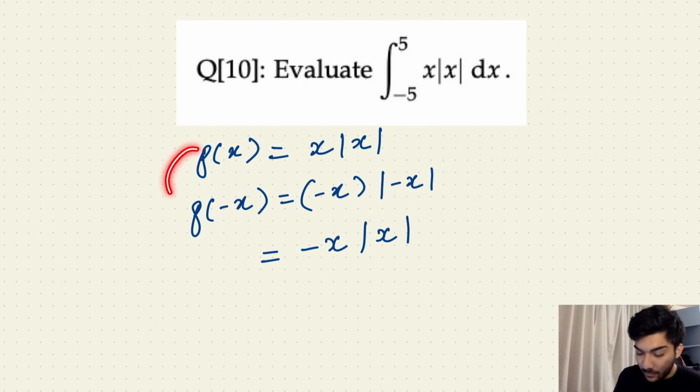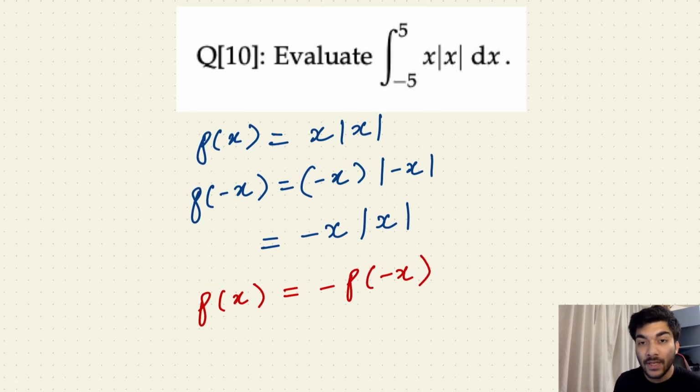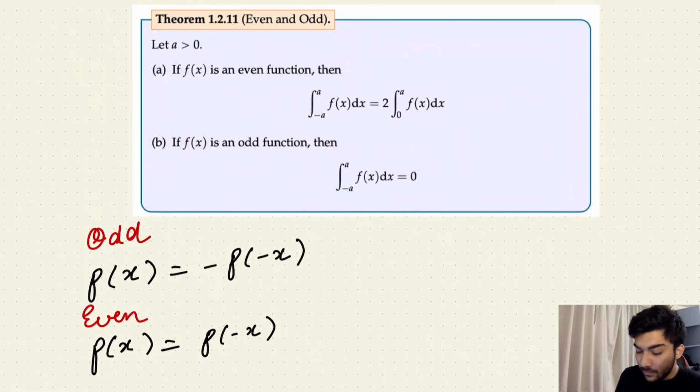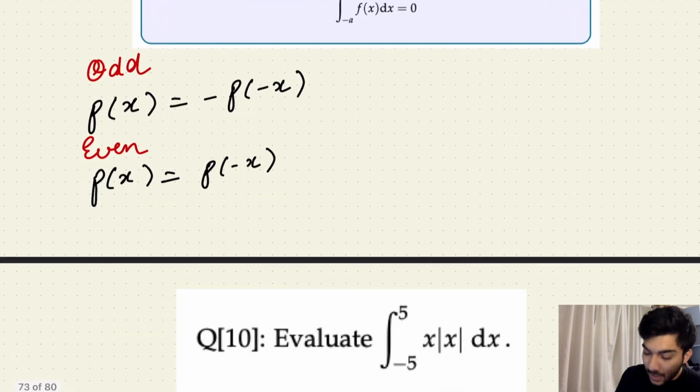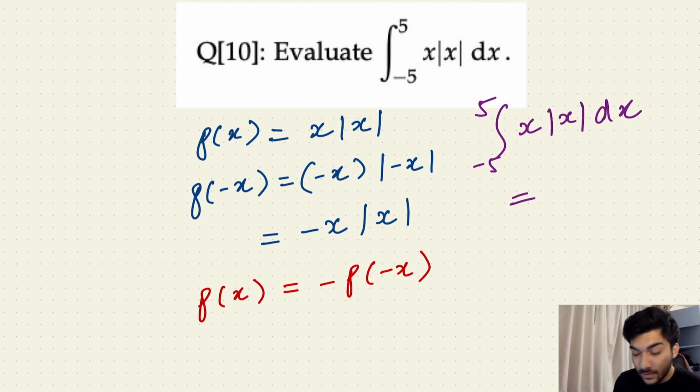Based on f(x) and f of minus x, we can clearly notice that f of x is equal to negative of f of minus x in this case. And this is clearly a property of odd functions. Now we know that whenever we are taking a definite integral of an odd function where the endpoints are the negation of each other, the integral is always 0. So if we use the same property over here and calculate the integral from minus 5 to 5 of x mod x dx, by using the property of odd functions this integral would become 0. And that would be your final answer. So this integral is equal to 0.